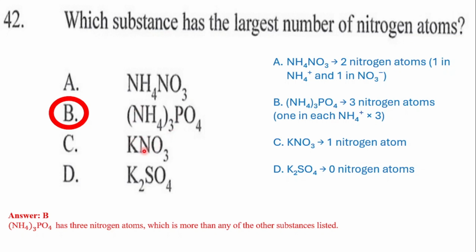Now let's look at this one. We only have nitrogen once. And let's look at D. D doesn't have nitrogen at all. And so the correct answer is definitely going to be B, because that has 3 nitrogen atoms. This (NH4)3PO4 has 3 nitrogen atoms, which is more than any of the other substances listed. So that's the correct answer here.